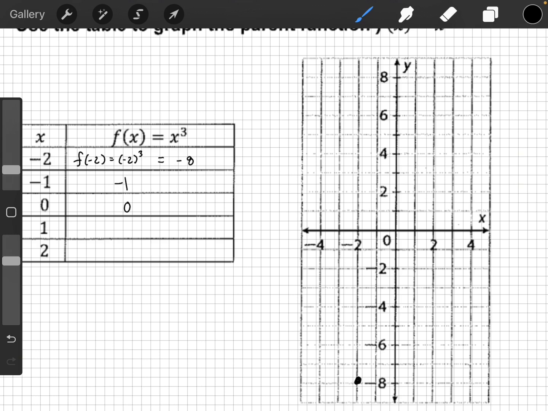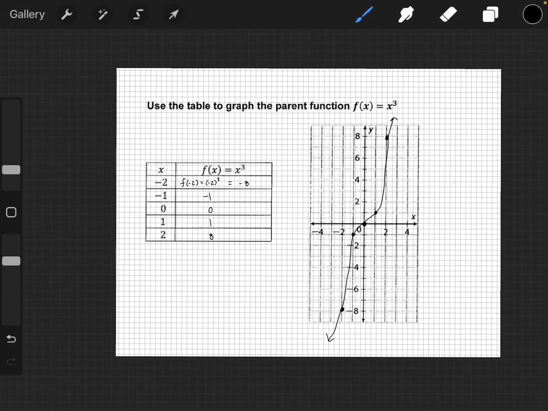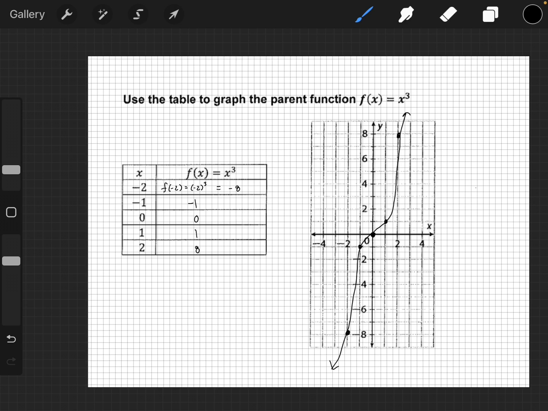And 0 to the power of anything is 0. 1 is 1. And positive 2 is going to be positive 8. So I'll graph those points. The center at 0, 0, negative 1, positive 1, positive 1, and positive 2 to positive 8. Now we have this shape here. And this is what the parent function of a cubic function looks like.